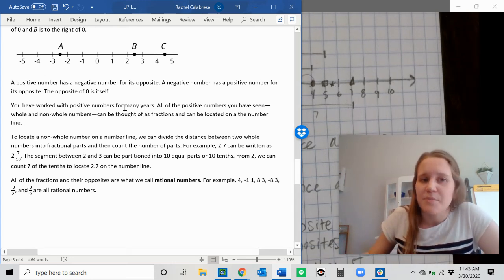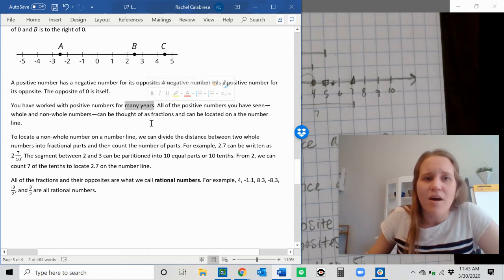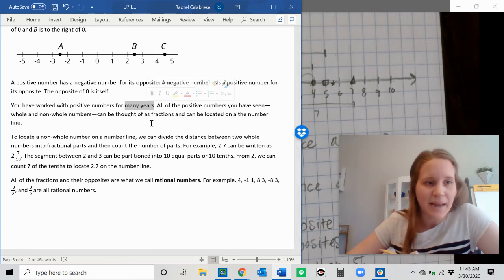You have worked with positive numbers for many years, that is true. Of all of the positive numbers you have seen, whole and non-whole numbers can be thought of as fractions and can be located on a number line.